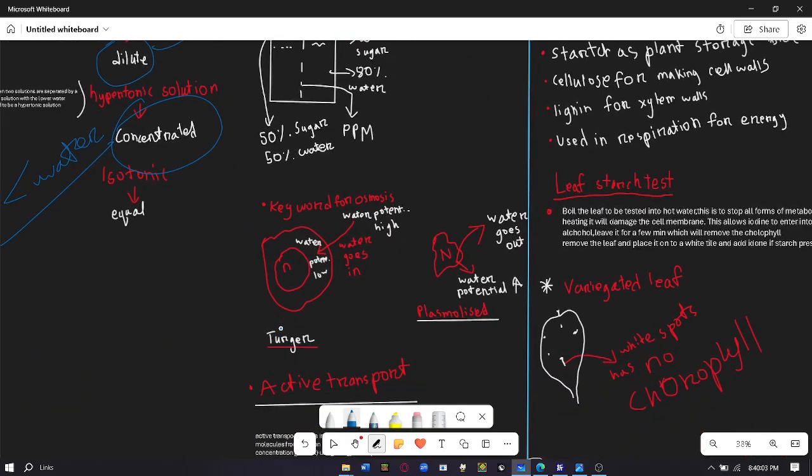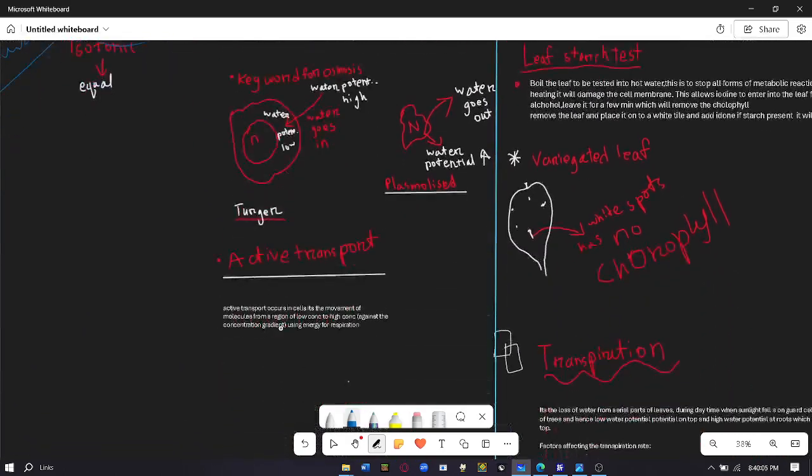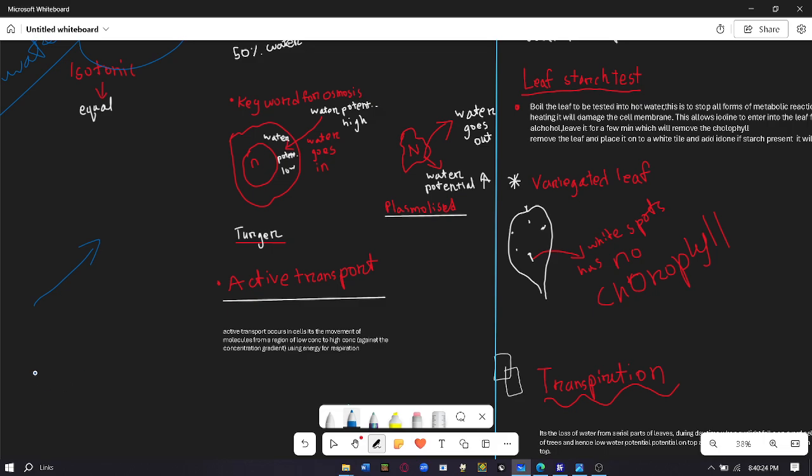Okay, the next thing you gotta know is osmosis. When there's a difference in water potential, that is the reason why water goes in one direction or the other, so you have to mention everything in terms of water potential. And active transport is just the opposite, where instead of going from high concentration to low concentration, it goes from low to high, against the concentration gradient.